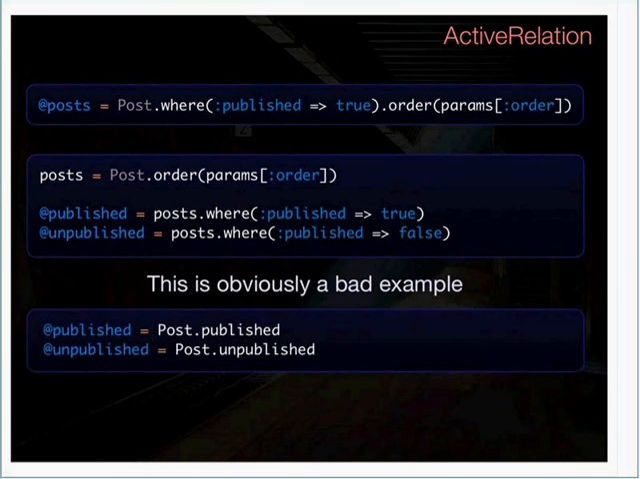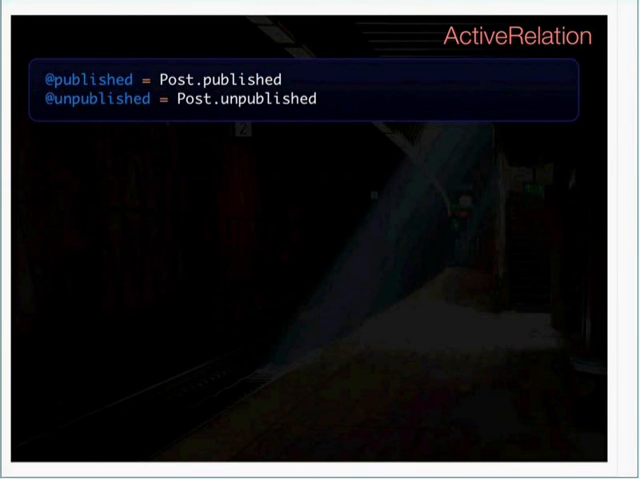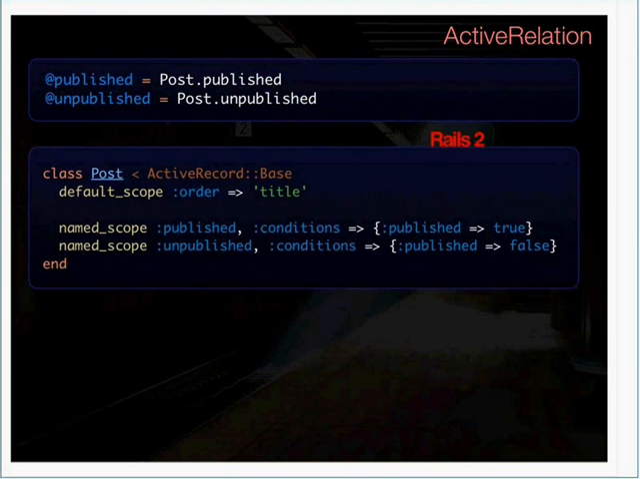But of course, this is obviously a bad example because if we're going to be getting published and unpublished posts, we probably want to use named scope, or in this case, scope. So let's go ahead and jump into the model. In order to create these scopes in Rails 2, this is what I might do. I could specify a default scope, a default order, and then I could have named scope for published and named scope for unpublished. In Rails 3, this is going to look a little different.